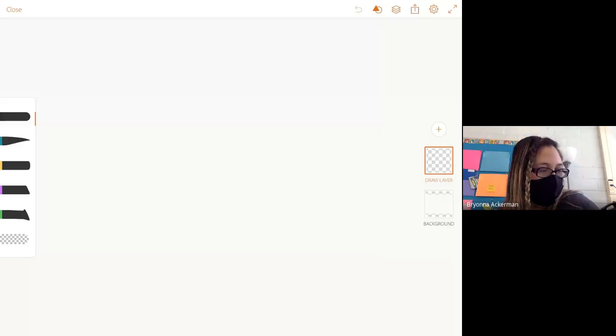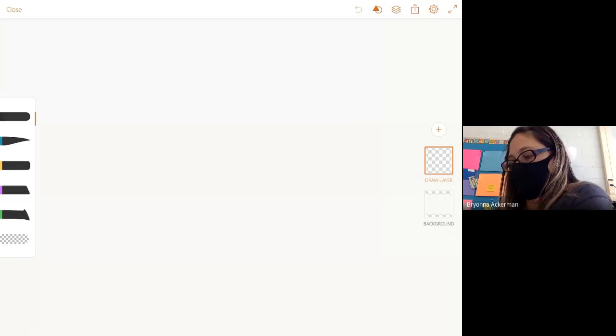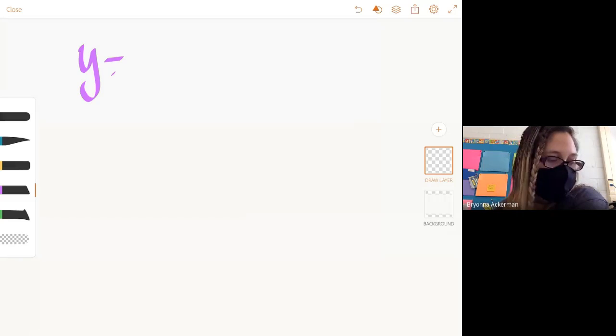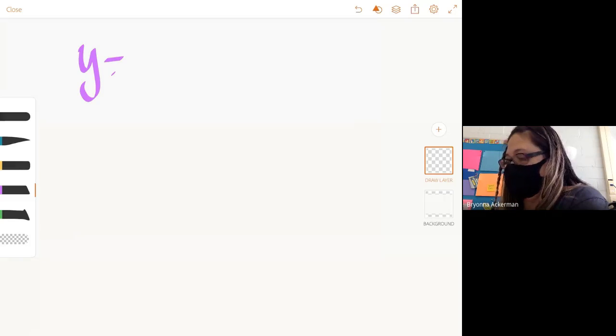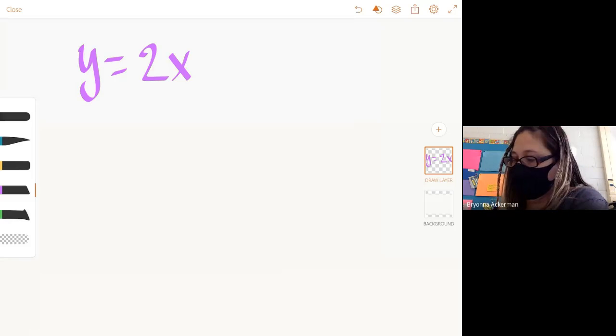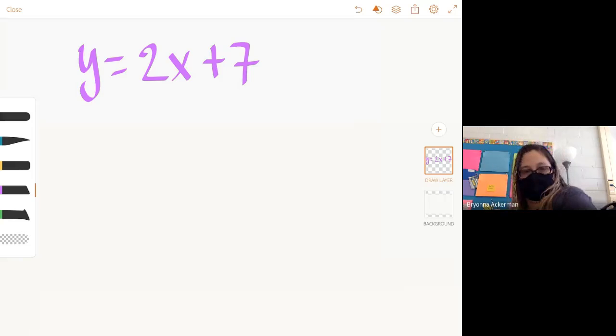So I'm on the second part of the notes now, and this says function notation. On the notes, you see y equals 2x plus 7. If I want to write that as function notation, right?